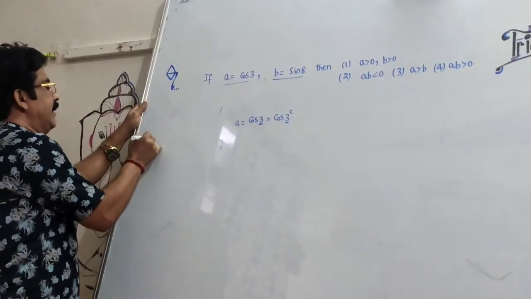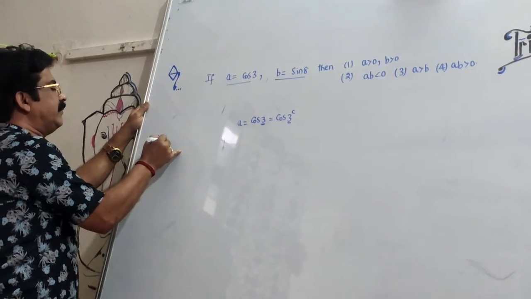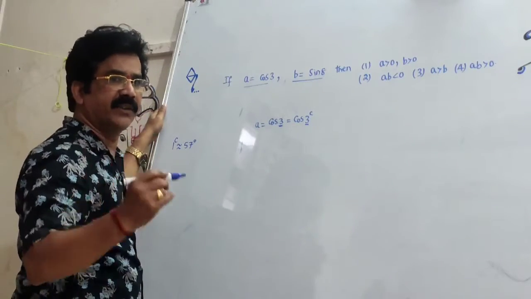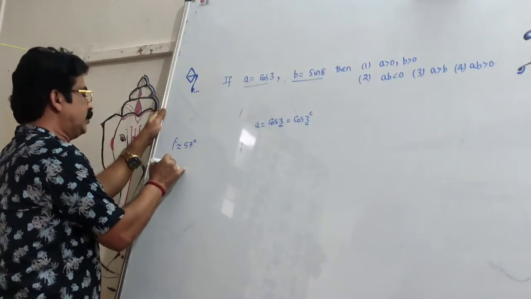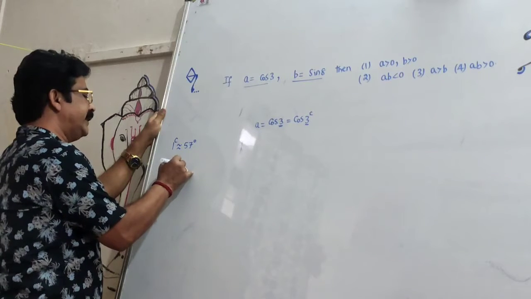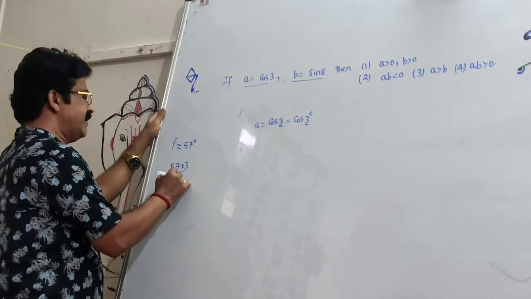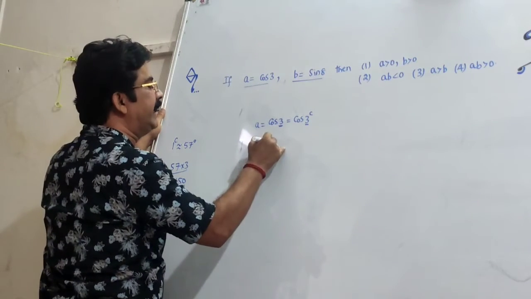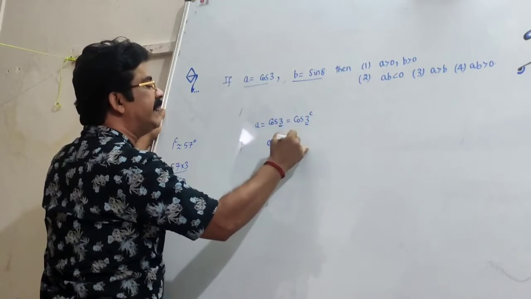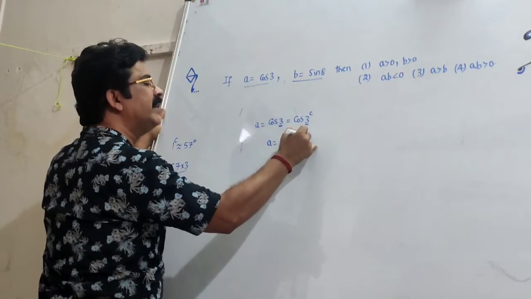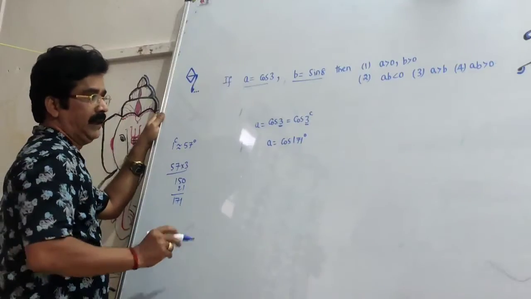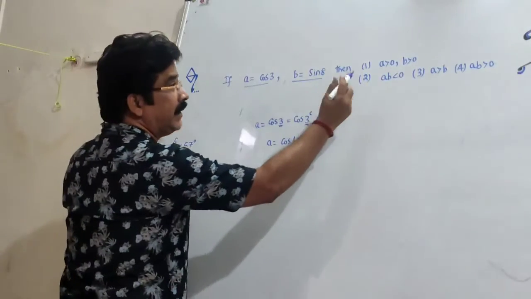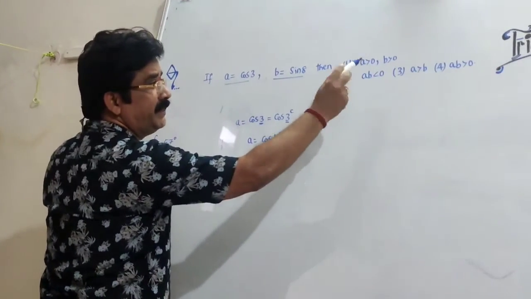Actually, 1 radian is approximately equal to 57 degrees. Already I said in the introduction class. Right. Into 3. So 57 into 3, how much? It is 150, 21, 171. So A equal to cos of 3 radians means 171 degrees. You need not find the value because he asked only the sign of A and B.